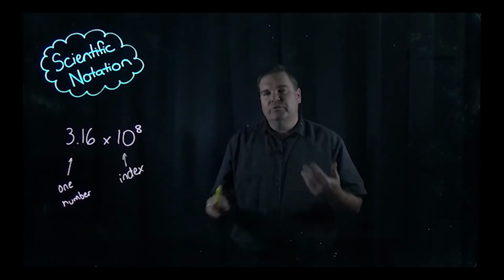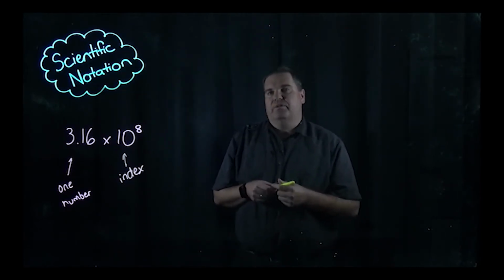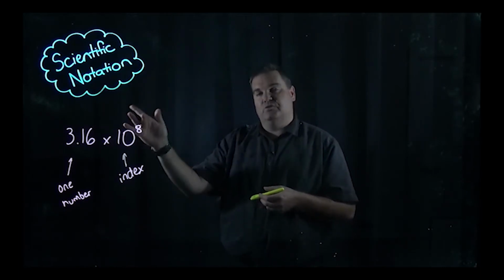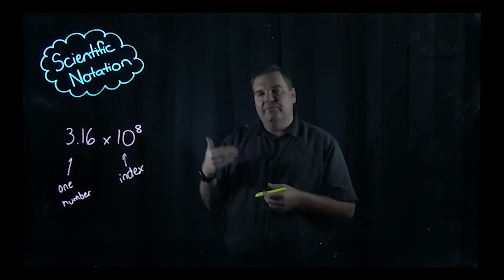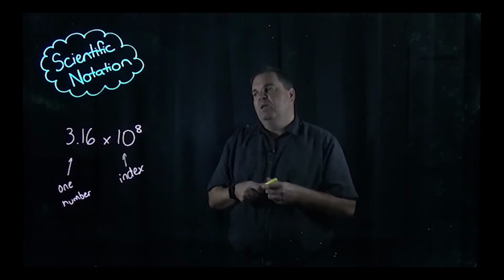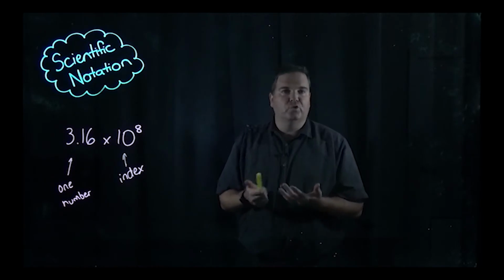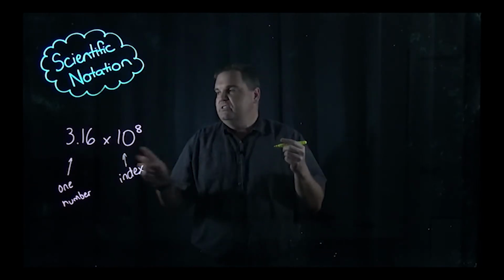Doing the conversions between them is pretty straightforward. When it's 10 to the 8, that means when it's got a positive number here, that means really, really big. When it's got a negative number there, that means really, really small. So that first one there, 3.16 by 10 to the 8, I'll show you how to convert that into a normal number.